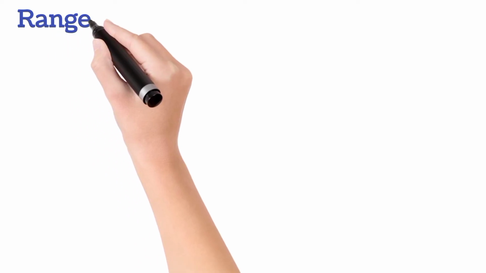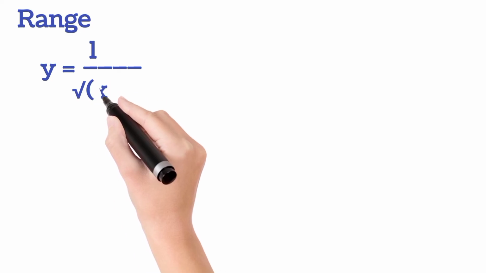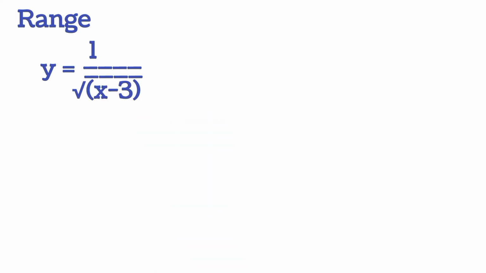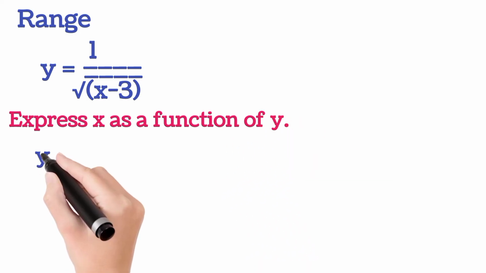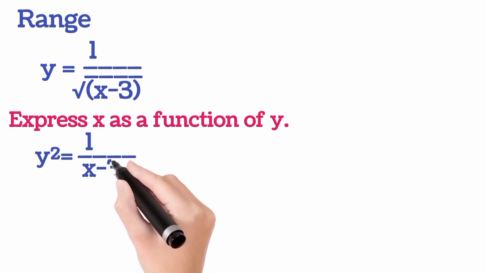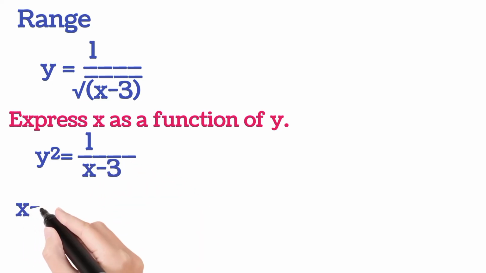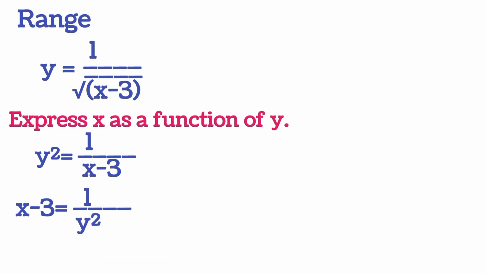Now for the range of the function, we will write y is equal to 1 divided by square root of x minus 3. Now expressing x as a function of y, we will get y square is equal to 1 upon x minus 3 on squaring both sides, which will give x minus 3 is equal to 1 divided by y square, or x is equal to 1 divided by y square plus 3.